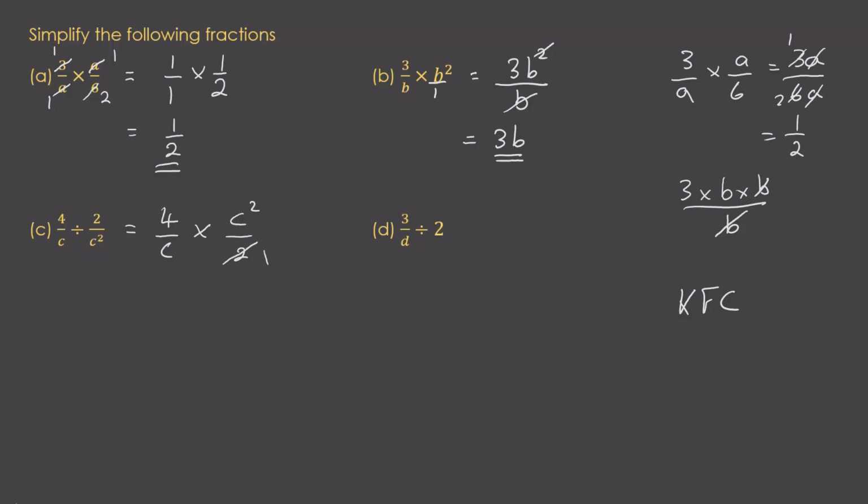2 goes into 2 once. 2 goes into 4 twice. c goes into c once. And that cancels one of the c's from the top, leaving us with c. And so we get 2c over 1, which of course is just 2c.